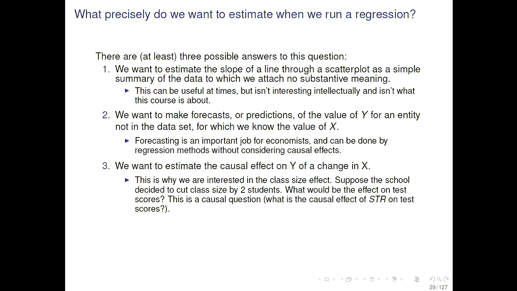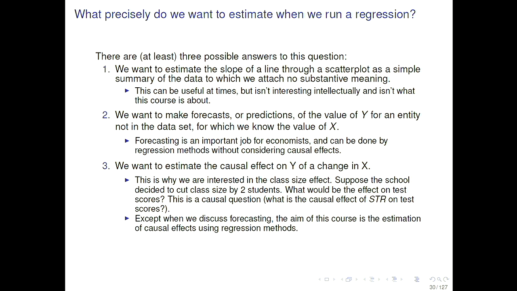So, for example, suppose the school decides to cut class size by 2 students. Then what would happen to the test score? This is the kind of question that we want to answer. This is a causal question, right? This course is mostly about this kind of problem until the chapter right before the time series.